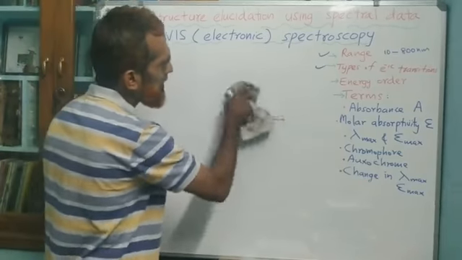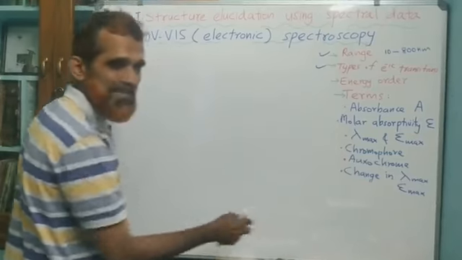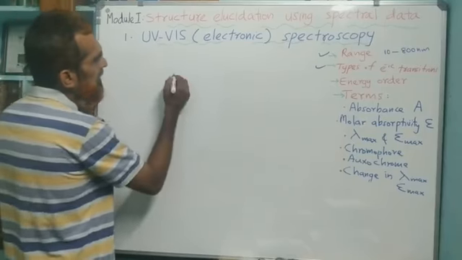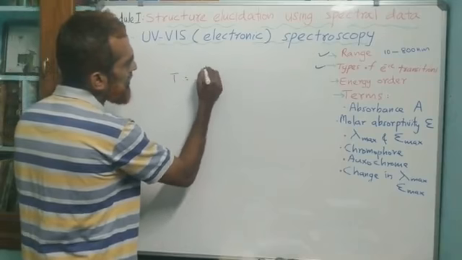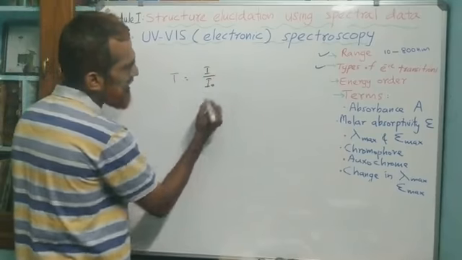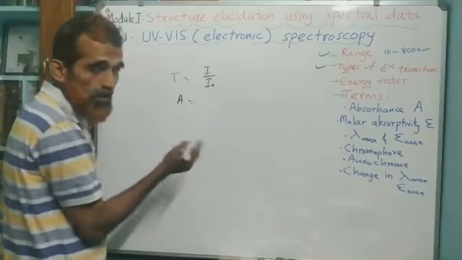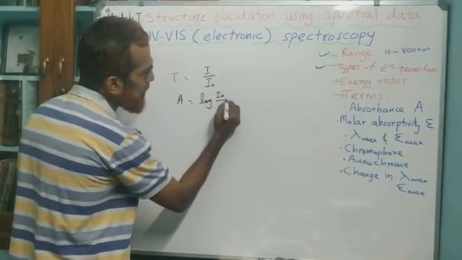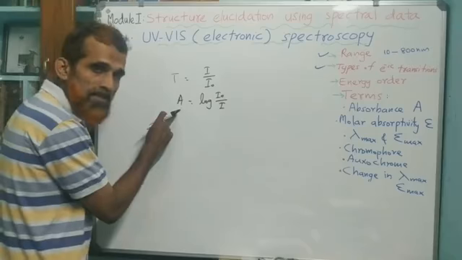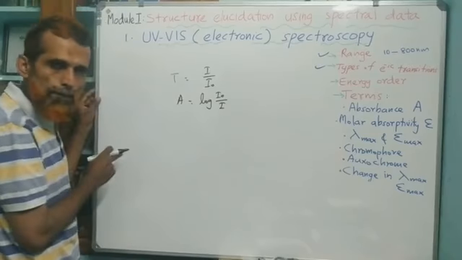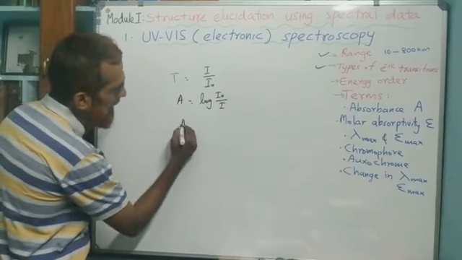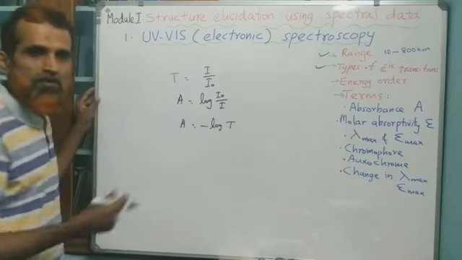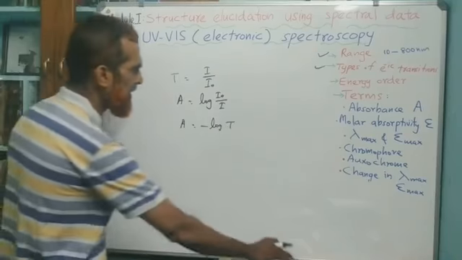Now there is another term, transmittance, which is somewhat opposite of absorbance. That is T is equal to I by I0. But remember, absorbance is not I0 by I, but a logarithmic term, log I0 by I. So this is absorbance, this is transmittance, there is a difference. So we can say that A is equal to minus log T, correct? There is a relation between absorbance and transmittance.